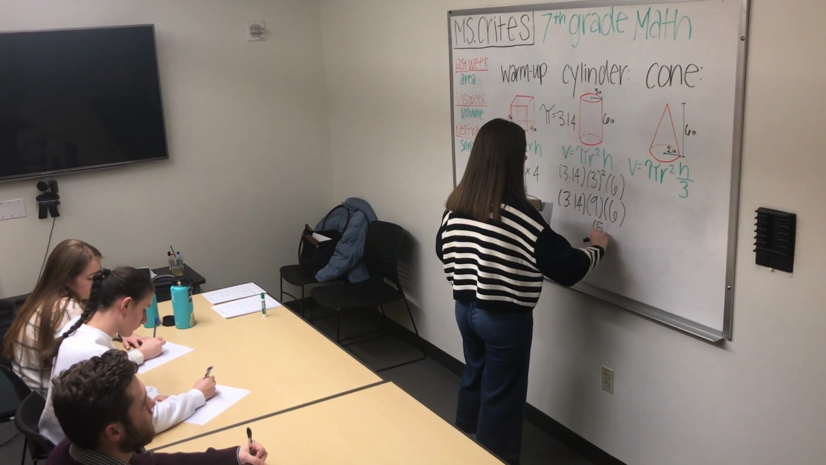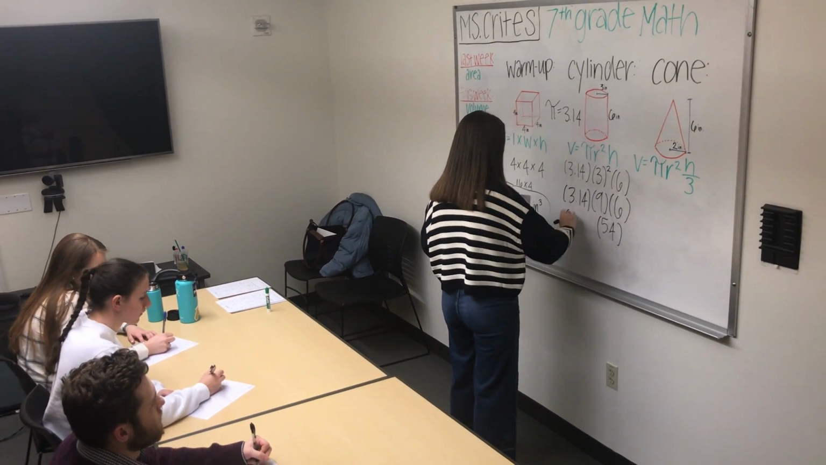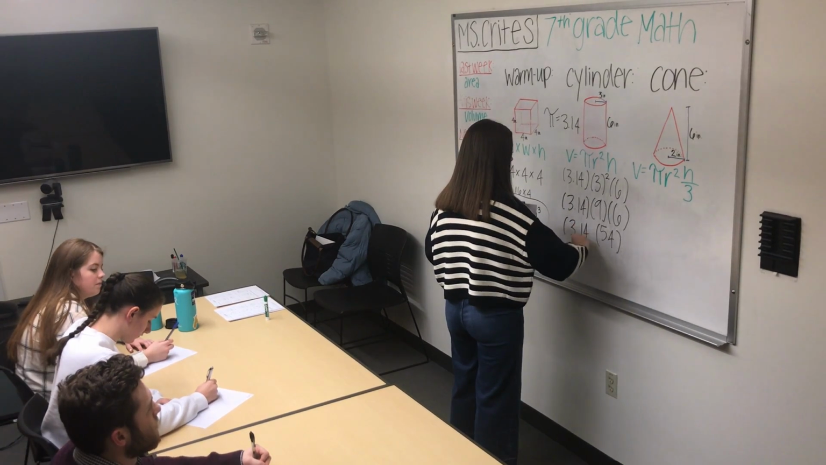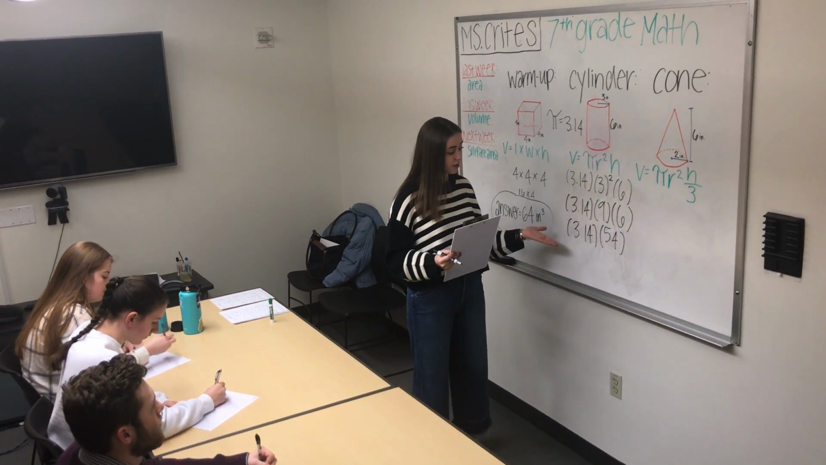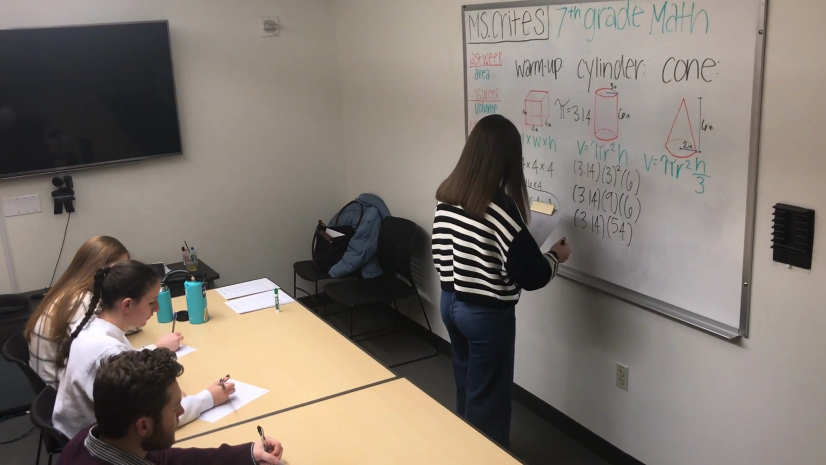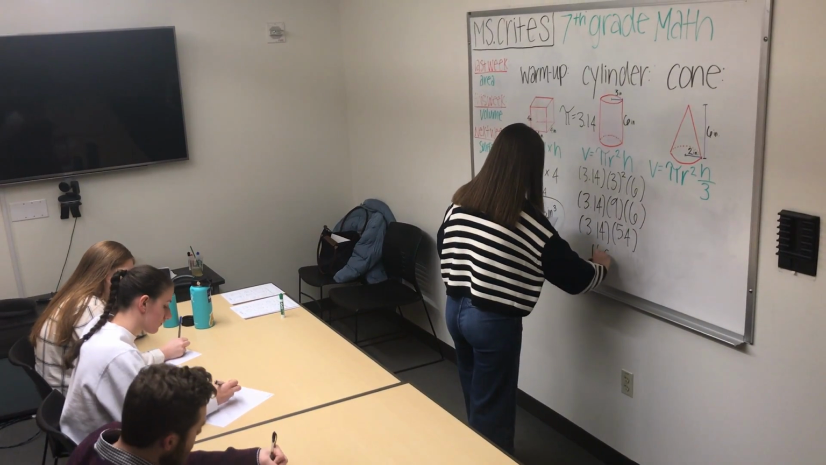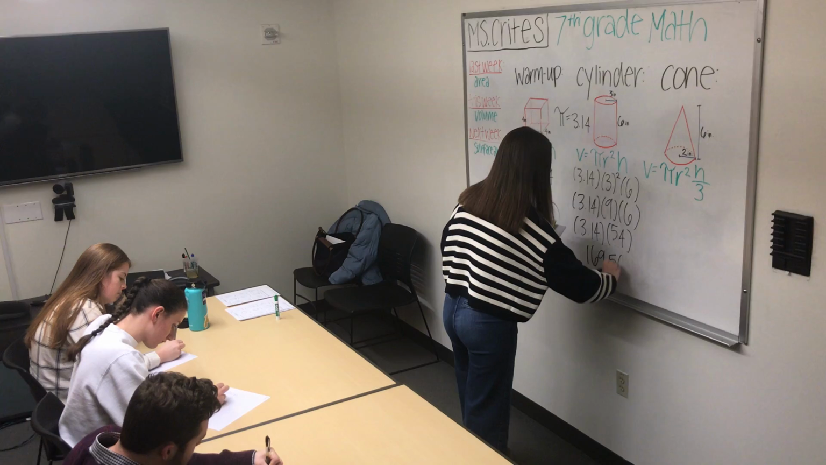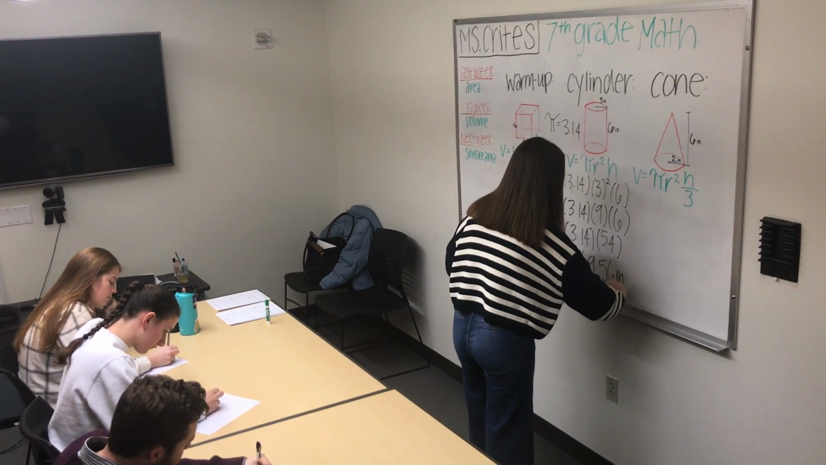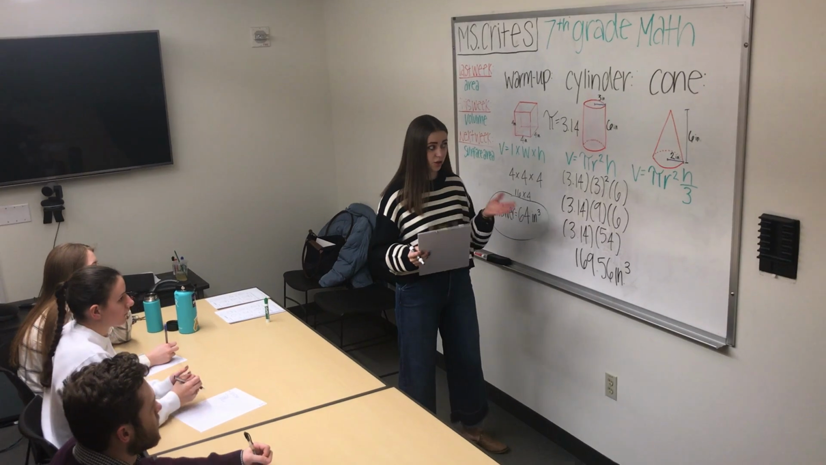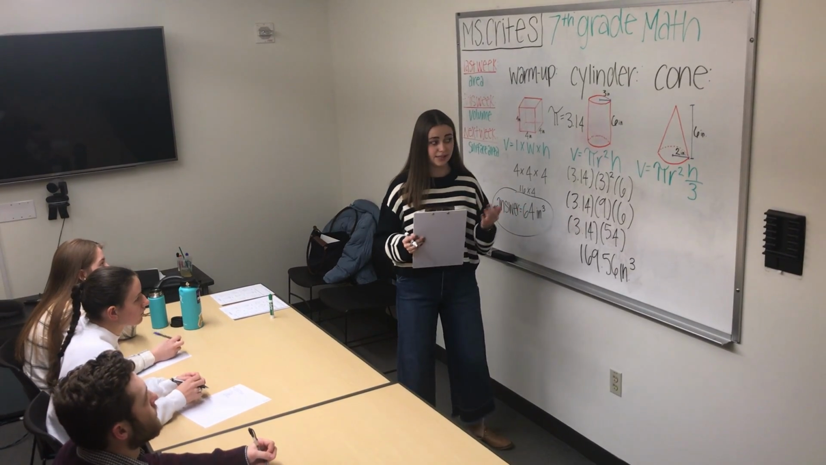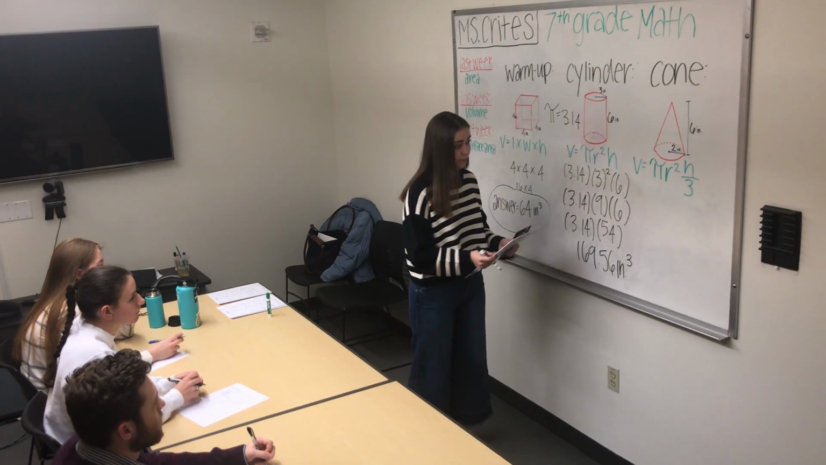I'm going to break that down into 2 separate parts just so that you guys can follow where all of the numbers are coming from. So we end up with 3.14 times 54, which equals 169.56 inches cubed. And we always need to remember to add in cubed at the end of a volume problem because that is what goes along with volume.